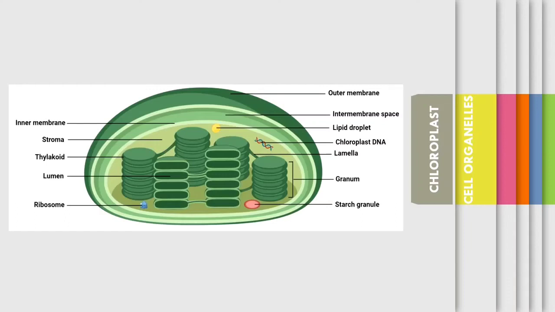In the matrix, there are many closed flattened sac-like structures called thylakoids. Each thylakoid is bounded by a single unit membrane and it encloses a cavity called the locus. The thylakoid is 0.25 to 0.8 mm in diameter. 10 to 100 thylakoids are arranged one above the other in the form of a stack of discs. This structure is called lamellae or stromathylakoids. The main functions of the chloroplast are protein synthesis, starch storage, oxygen supply, cytoplasmic inheritance, and photosynthesis.